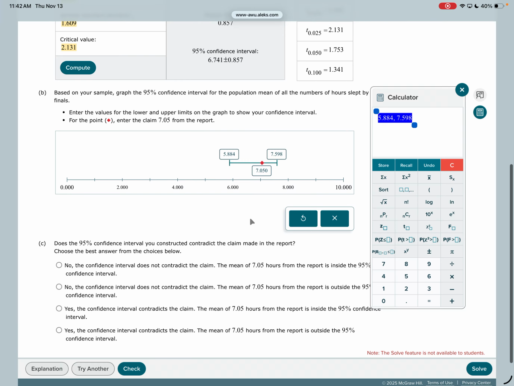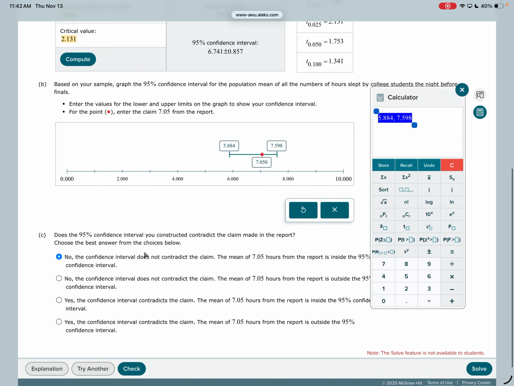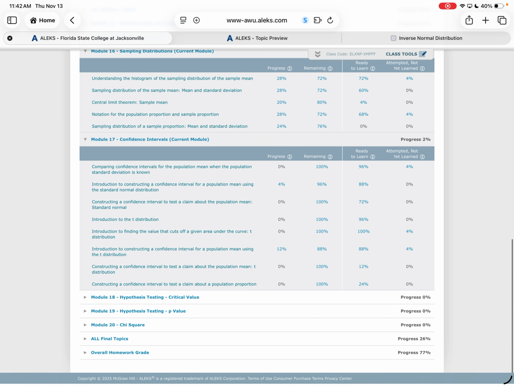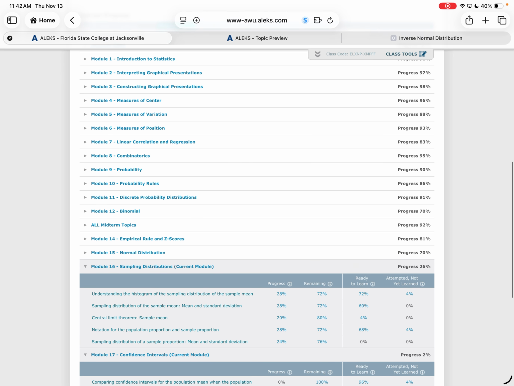So no, we did not contradict the claim because it is inside. It does not contradict when it's on the inside. It does contradict when it's on the outside. So these two right here you never use. You always use A or D. Okay, one more just to make sure it's nothing different than what I think it is, but I'm pretty sure it's just the same thing that we've been doing.